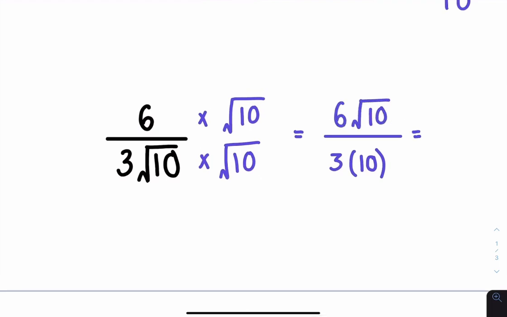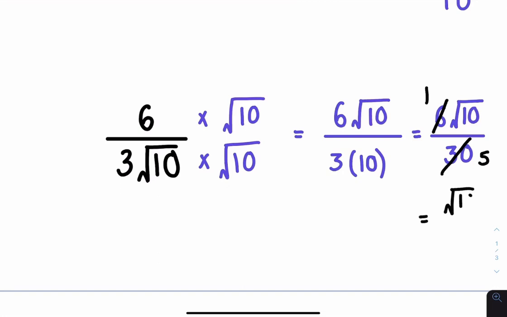So simplifying this further, you have 6 root 10 over 3 times 10 gives you 30. Now, just as a note, root 10 doesn't have a factor that is a square number, so you can't simplify that anymore. But we can divide the top and bottom by 6. If I divide the top by 6, that becomes a 1. If I divide the bottom by 6, that will become a 5. So our final answer is 1 root 10, which is the same as root 10, over 5. And that's your final answer.